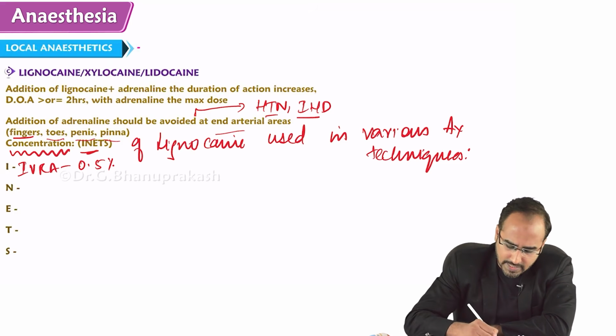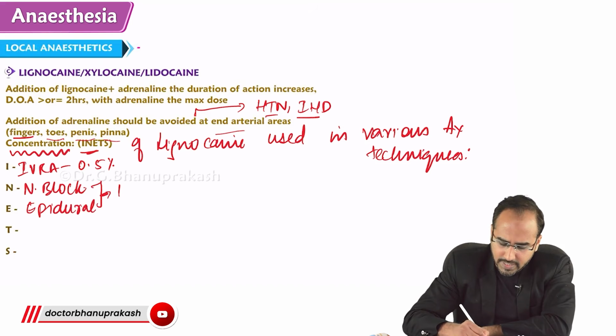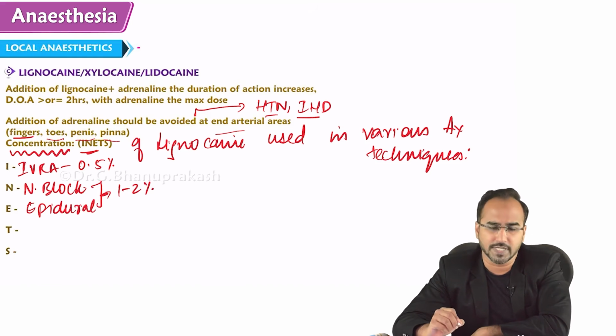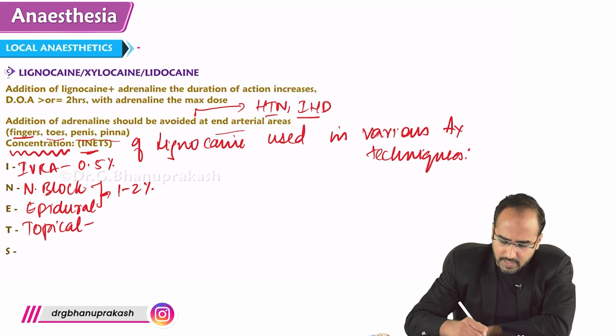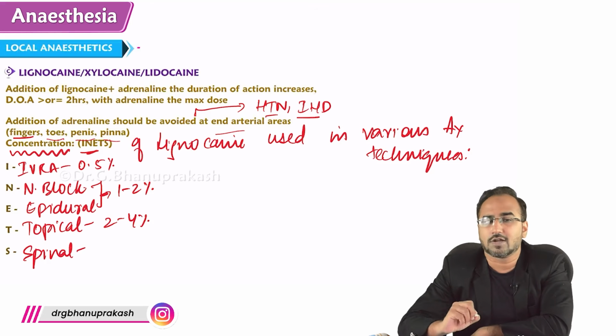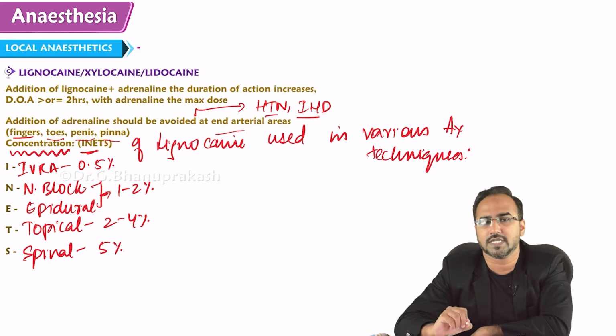0.5%. N stands for nerve block. E stands for epidural. In nerve blocks and epidural, the concentration of lignocaine used is 1 to 2%. T stands for topical. The concentration is 2 to 4%. S stands for spinal. The concentration of lignocaine used in spinal anesthesia is 5%.